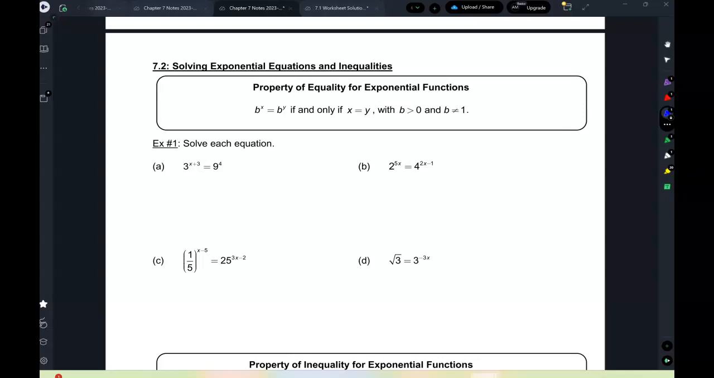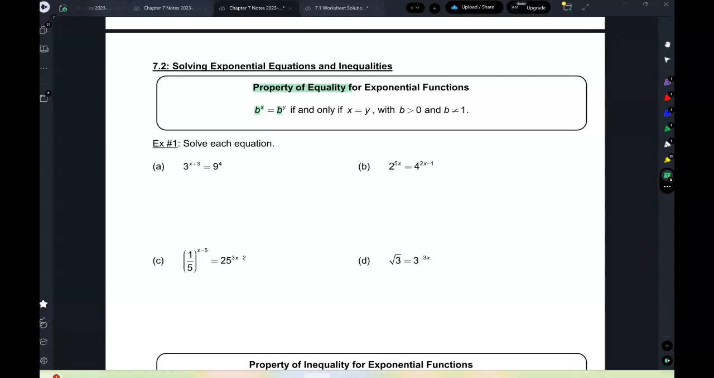All right, so in this lesson, we're going to talk about how to solve exponential equations and inequalities. An exponential equation is an equation where the variable is now in the exponent. Let's talk about this property of equality: if you have b to the x equals b to the y, then you can set x equal to y.